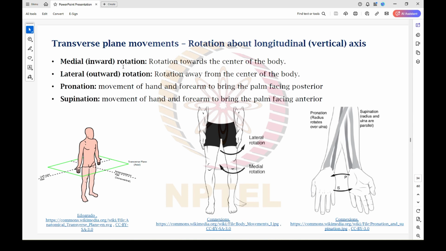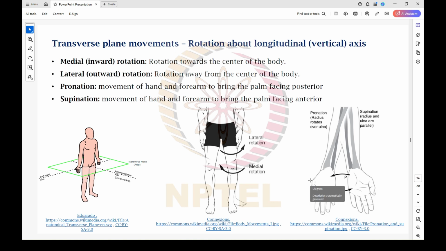So four major movements: medial and lateral. Medial is the inward movement in which, if you were to twist your foot towards the midline of the body, or towards the center of the body, that would be a medial rotation. Whereas if you had to twist the foot away from the center of the body, that would be a lateral rotation.